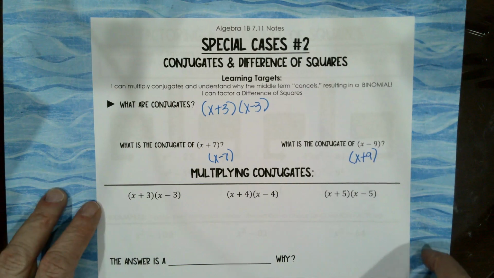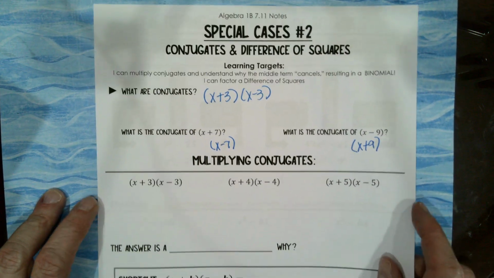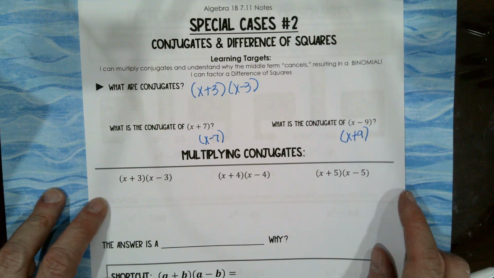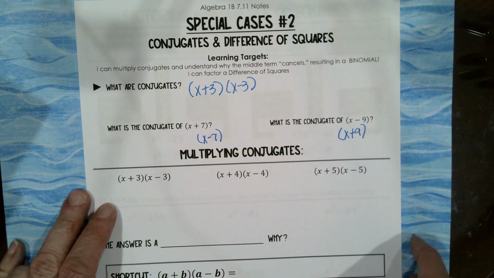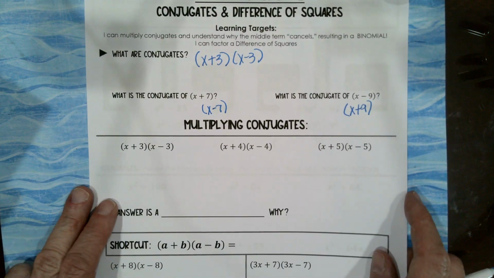All right, I want you to take a moment and pause the video, using whatever multiplication method you like, whether it's the distributive property, FOIL, or the box or Punnett square method. I want you to do these 3 multiplication problems and then turn the video back on and rejoin me.